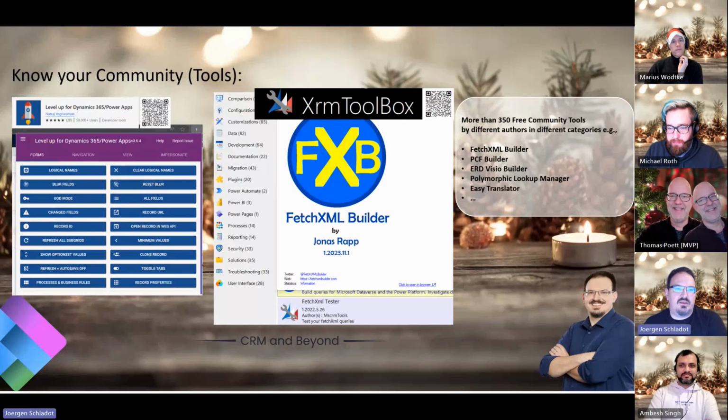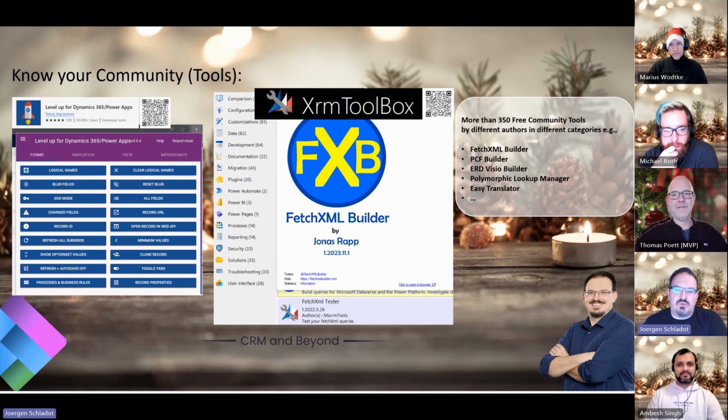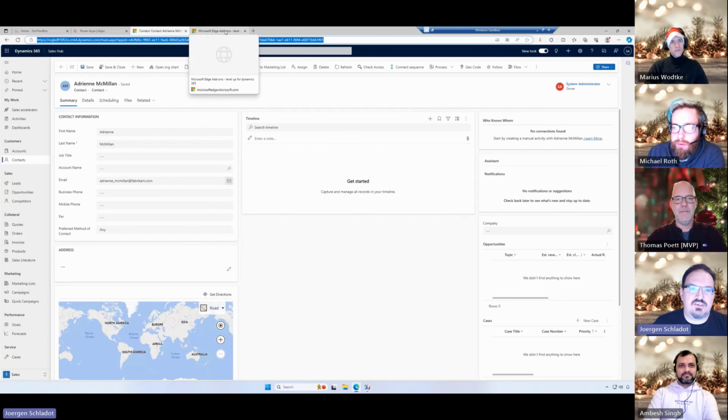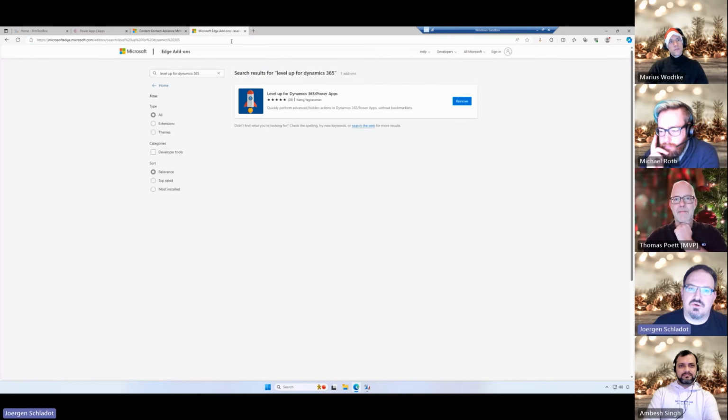And the community tools I will talk about, on the one hand, it's a browser extension, very popular. It's called Level Up for Dynamics 365. It's available for Edge or Chrome, and you can install it very easily. And the other one, it's really a toolbox with more than 300 different tools for different categories. It's called the XrmToolBox, and lots of developers and MVPs are working to extend the XrmToolBox with different tools.